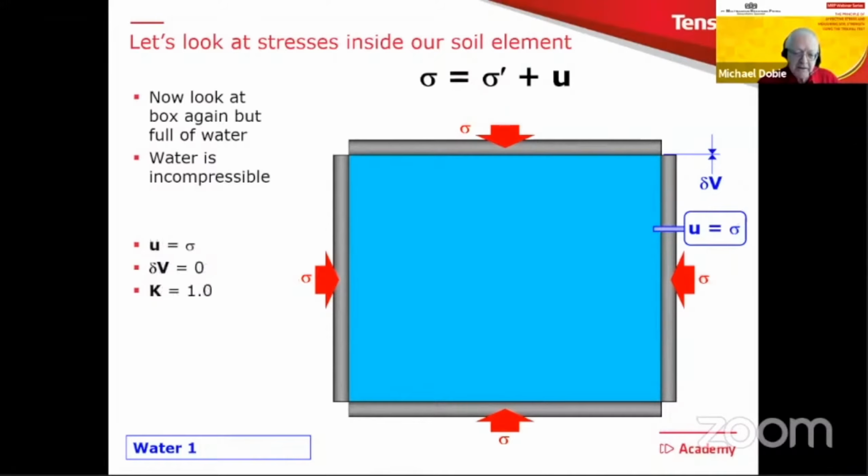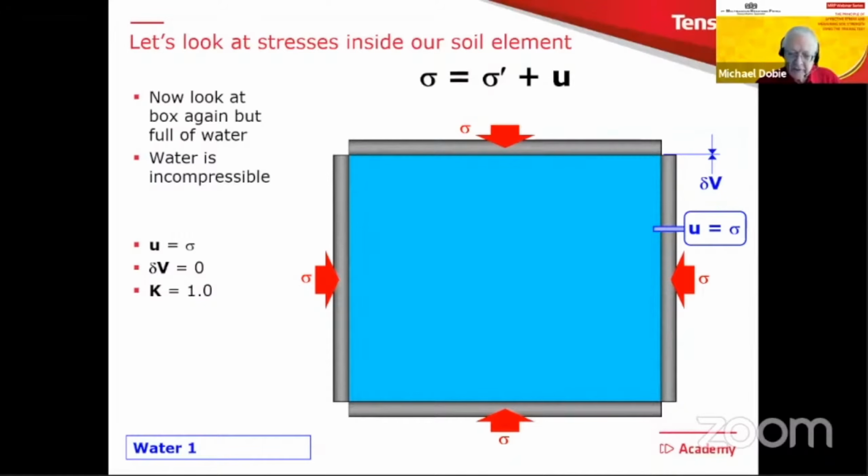Anyhow, the answers are that the pore pressure is equal to sigma, the volume change is 0 because water is incompressible, and K equals 1 because in a hydrostatic condition, the pressure in the water is the same in all directions. So there we are. That's the answers to Water 1.